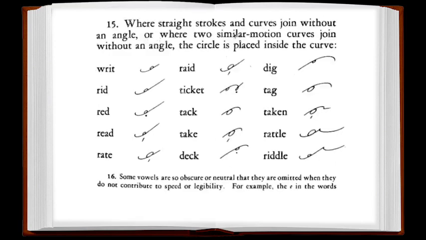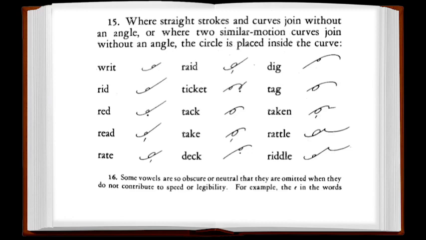Where straight strokes and curves join without an angle, or where two similar motion curves join without an angle, the circle is placed inside the curve. Writ, rid, read, read, rate, raid, ticket, tack, take, deck, dig, tag, taken, rattle, riddle.